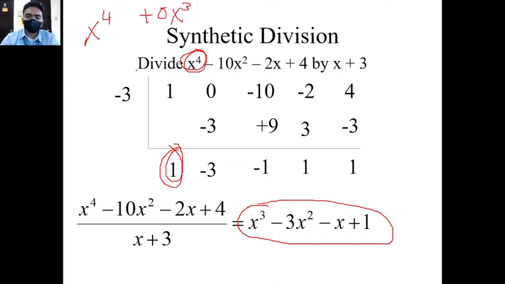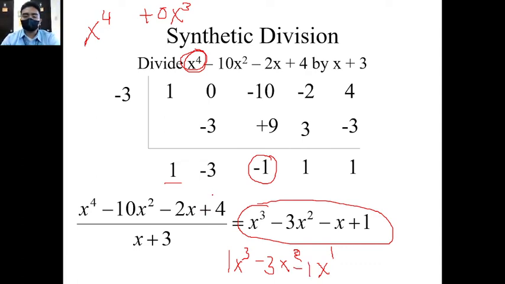So therefore, if your highest degree is 4, the next term that you will be having is raised to 3, followed by raised to 2, then followed by raised to 1, and your constant. Then you're going to depend on the coefficients that you have: 1 for your coefficient, negative 3 for your second term, negative 1 for your third term, and positive 1 for your constant.